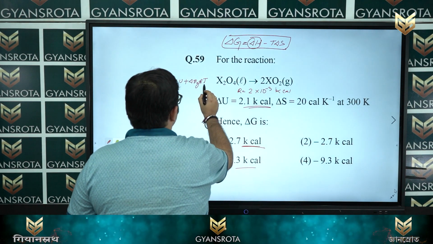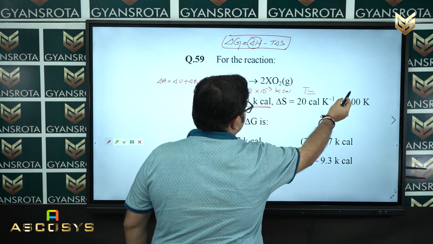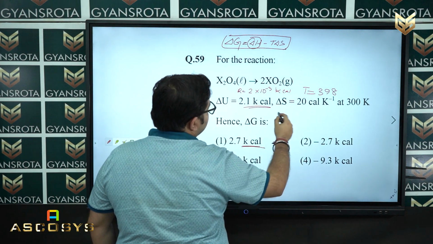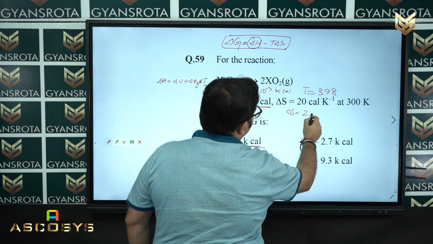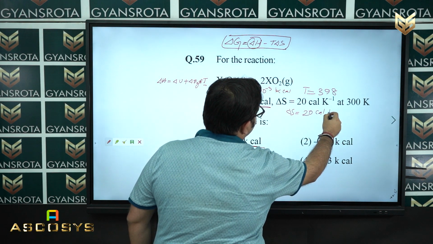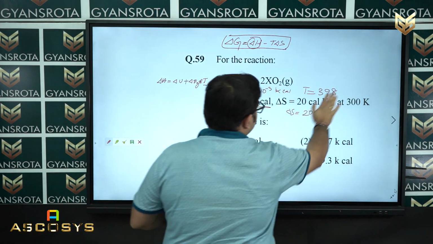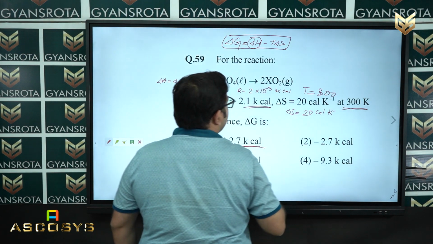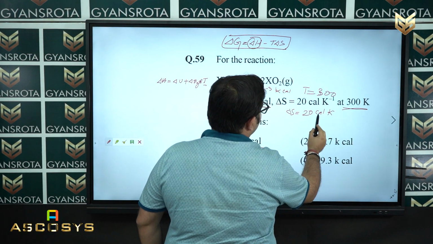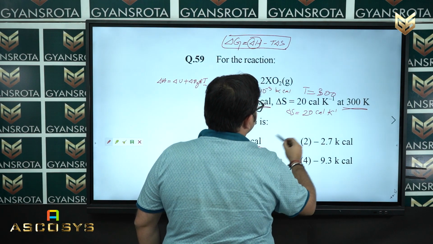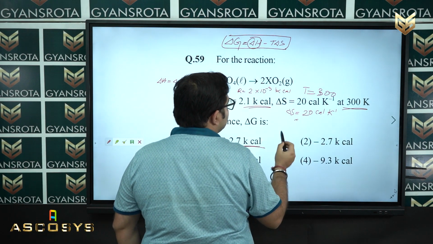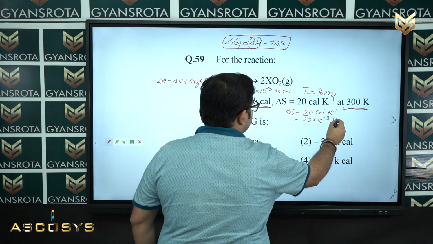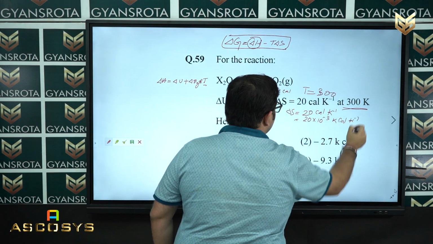Now, for T we have to take 398 Kelvin and for delta S equal to 20 calorie per Kelvin. Sorry, that T should be 300, because here it is mentioned as 300, and delta S is 20 calorie per Kelvin. This value we have to convert into kilocalorie. So, 20 into 10 to the power minus 3 kilocalorie per Kelvin.